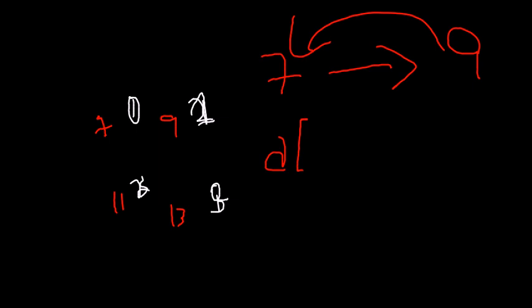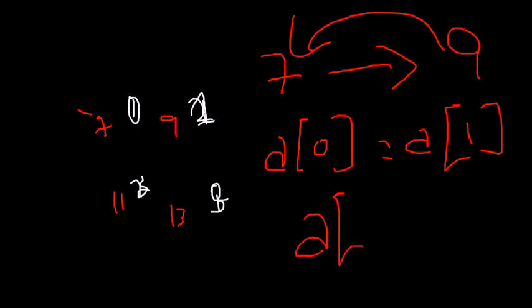A0 is equal to A1 and think that since 7 is at 0, 9 will go to where 7 is. And now if I write A1 is equal to A0, which basically means since 9 is at 1, and now 7 will become 9 because A0 is 7, so 9 will become 7. That won't work.